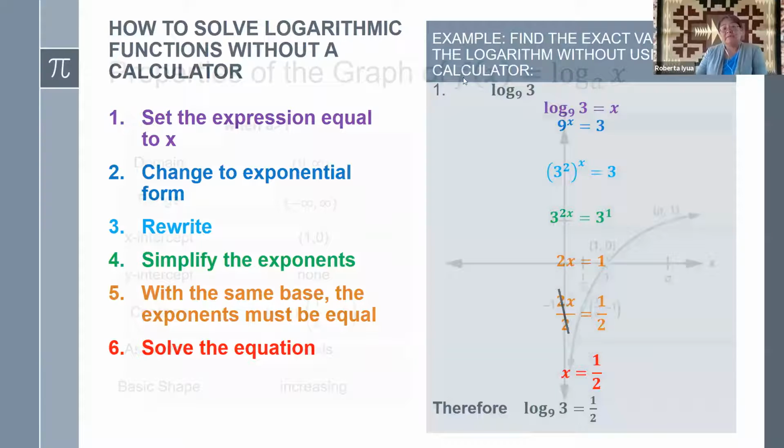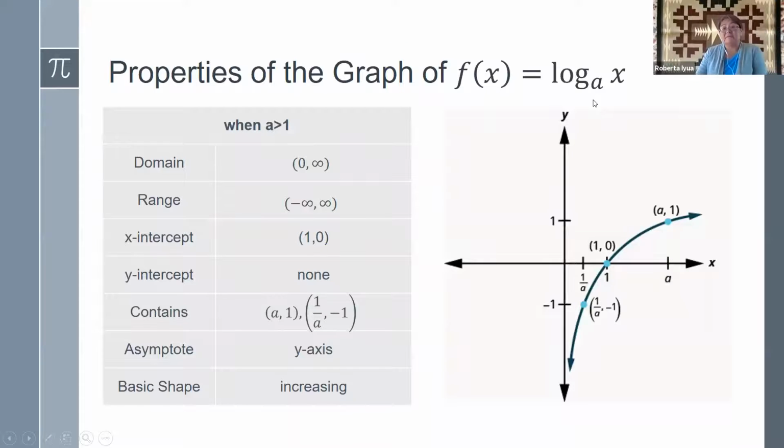Here are the properties of the graph of f of x equals log base a of x. When a is greater than 1, your domain is from 0 to positive infinity, so your domain is only on the right side of the y-axis. Your range is from negative infinity to positive infinity. You have an x-intercept of (1, 0), and you have no y-intercept.